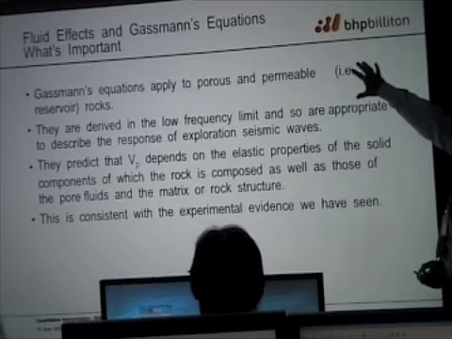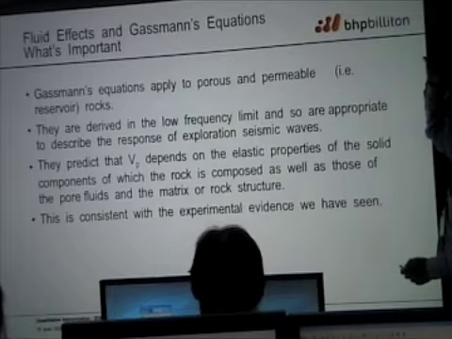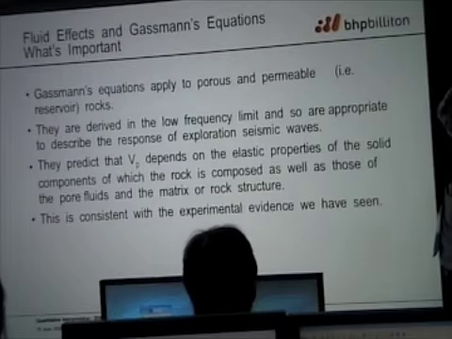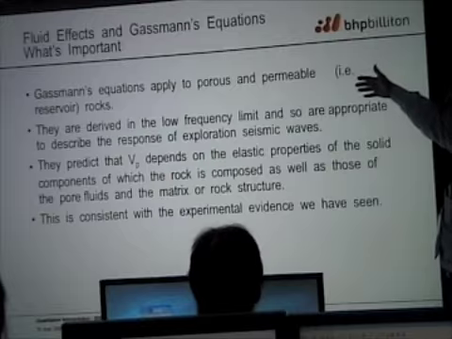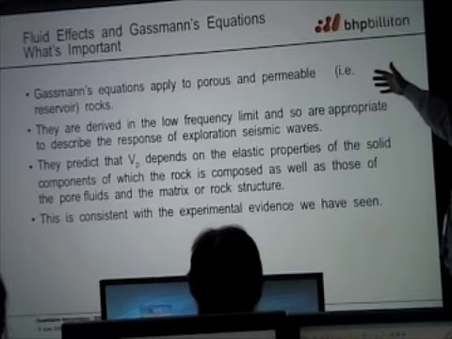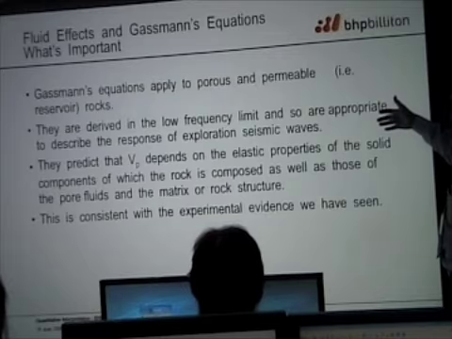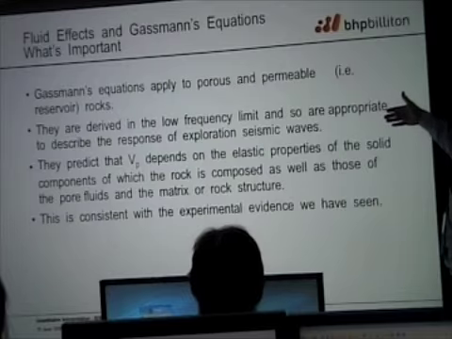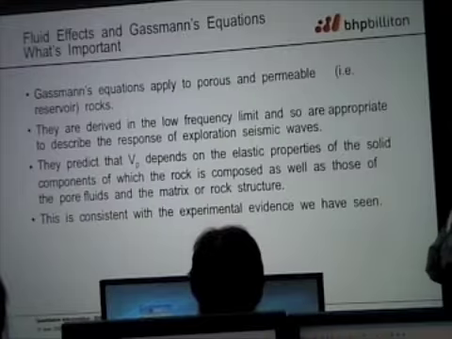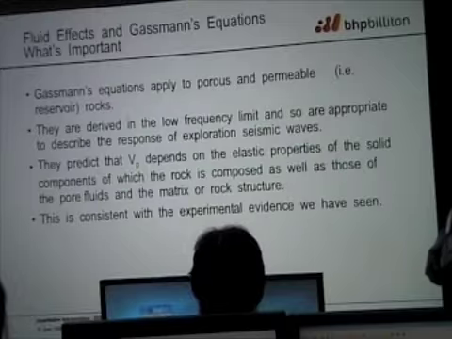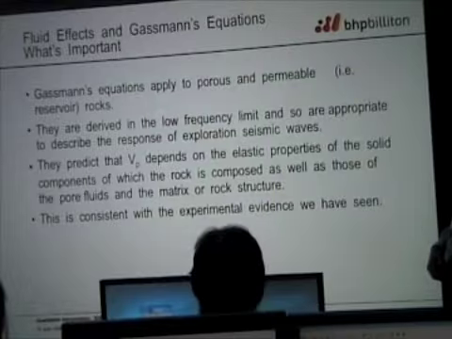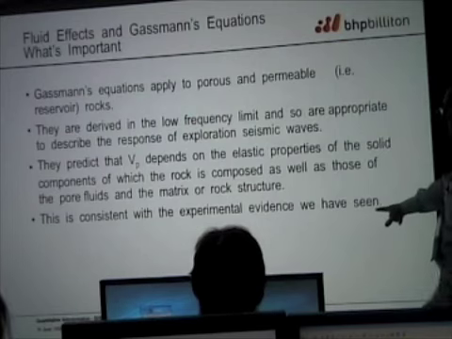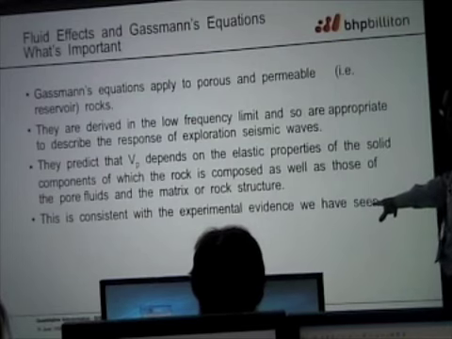But what's important here in this part of the development is Gassmann's equations do apply to porous and permeable reservoir rocks. They are derived in a low frequency limit and they are appropriate to describe response of exploration seismic. They predict that VP depends on the elastic properties of the solid components, and those are the pore fluids and the matrix of the rock structure. And this is consistent with the experimental evidence we have just seen.